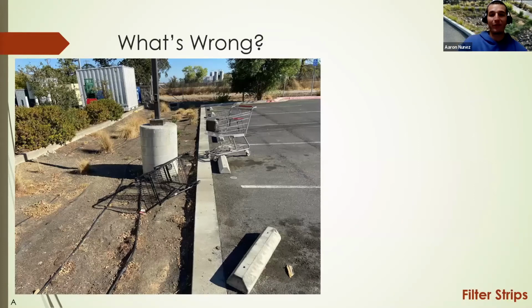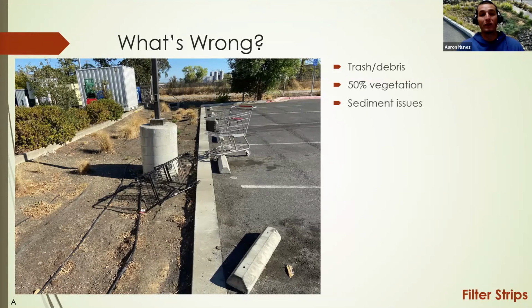So I think this is a pretty easy question for everyone: what's wrong with this feature? You can see the shopping carts thrown into the feature, and bare exposed soils, obviously, creating sediment issues clearly. It doesn't have near 50% vegetation. You see the irrigation is there, so maybe the irrigation is broken or they're not running it. Some sort of irrigation issue is happening.